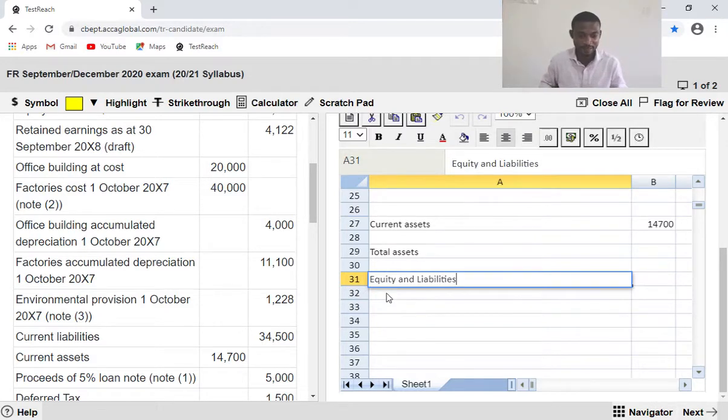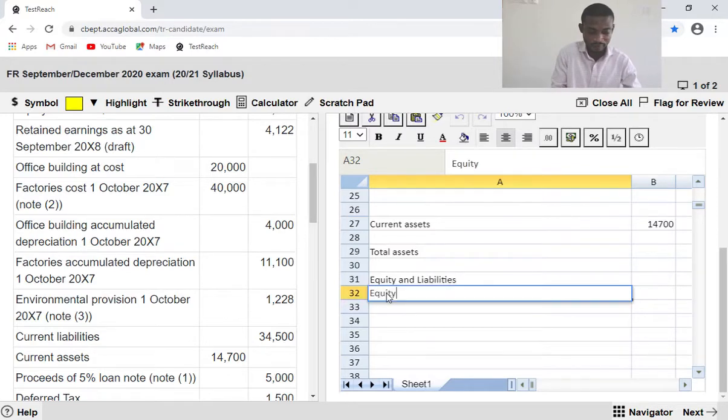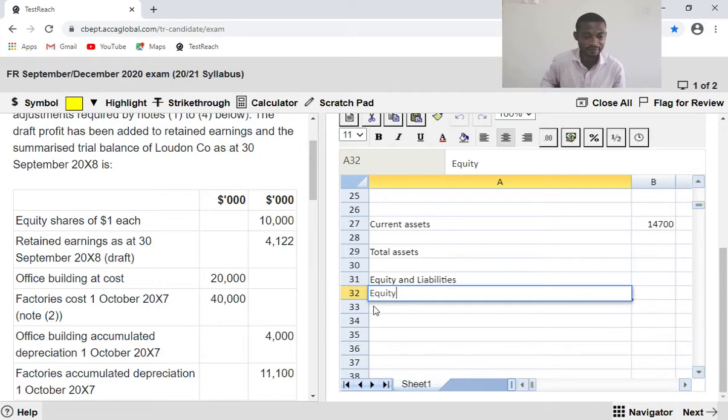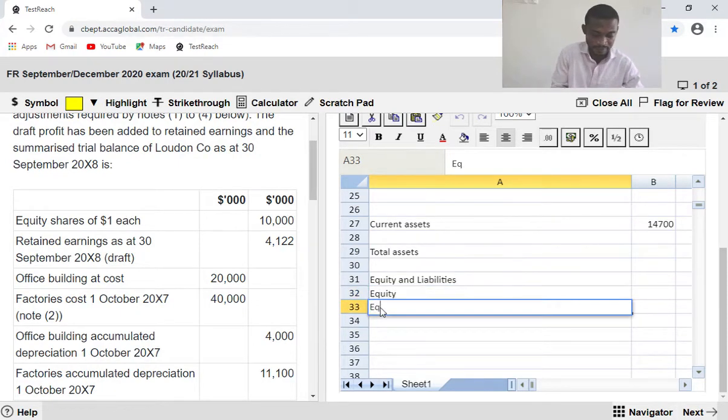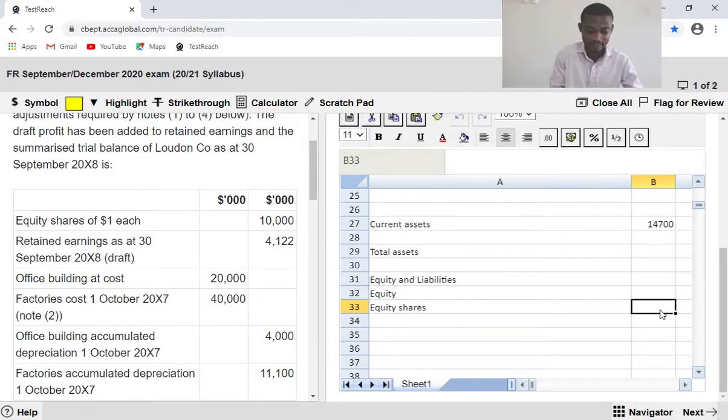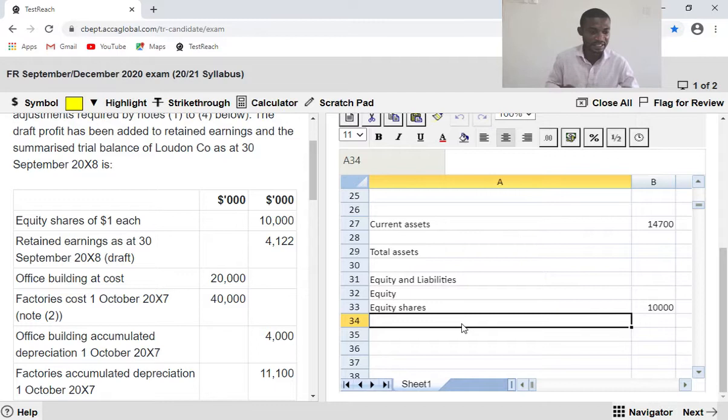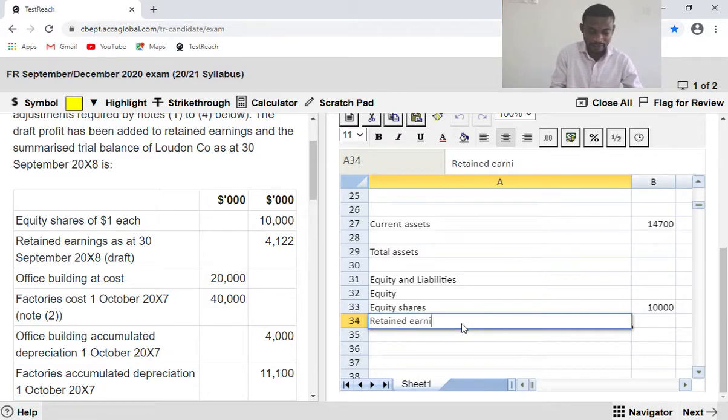So I'll start with the equity. Under equity, I should have equity shares. So I'll type equity shares. And again, I'm not sure there's any adjustment, so I'll bring the figure as 10,000. That's fine. And under it, I'll bring retained earnings. The retained earnings should come from the requirement, so I can just type here requirement A. So put it in bracket, because the retained earnings will come from there.